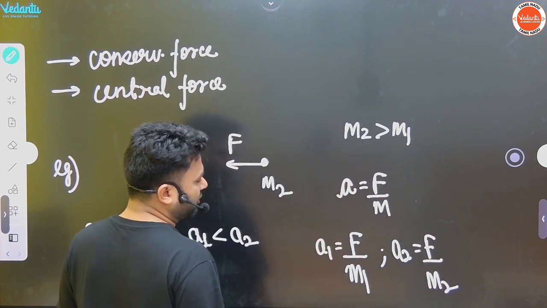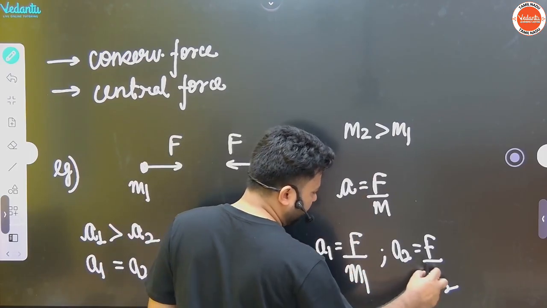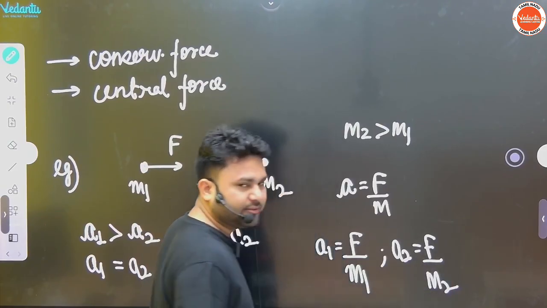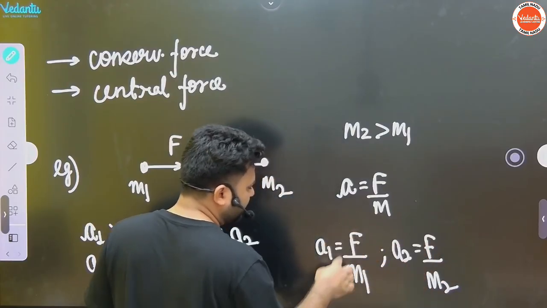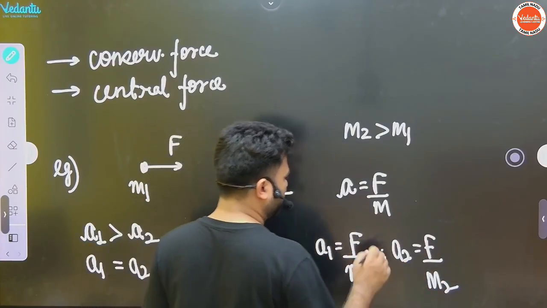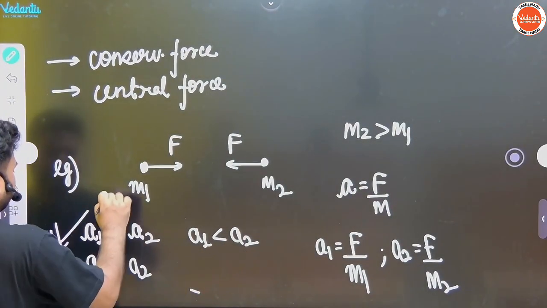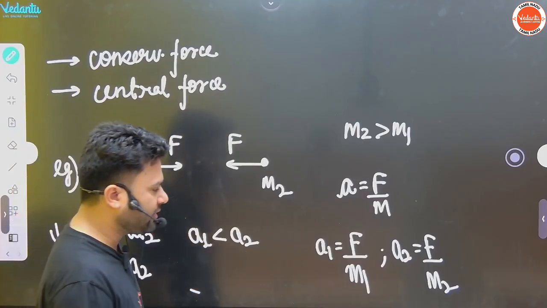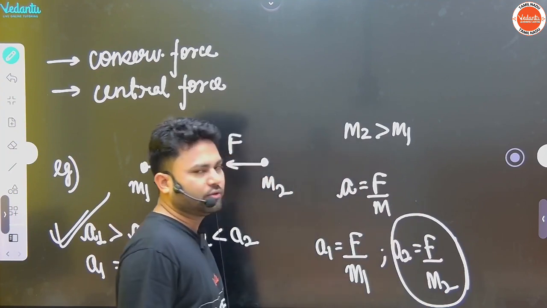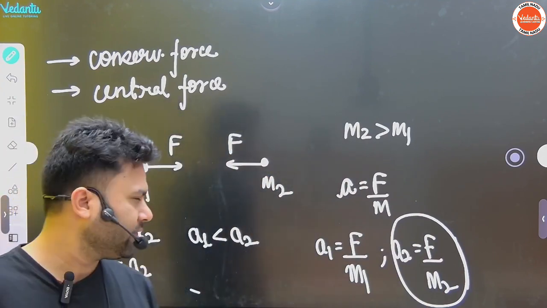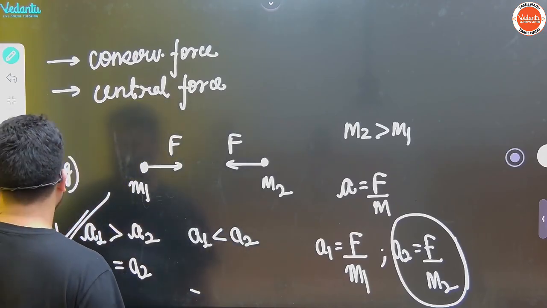Now m2 is more than m1. Means this value is more than this value. So if the denominator is more, the fraction will be less. If the denominator is more, this whole fraction will be less than this fraction. So a2 will be less than a1, or a1 is greater than a2. This will be the correct answer. Correct. This is more, so this whole fraction will be less. So a2 will be less, a1 will be more. Next.